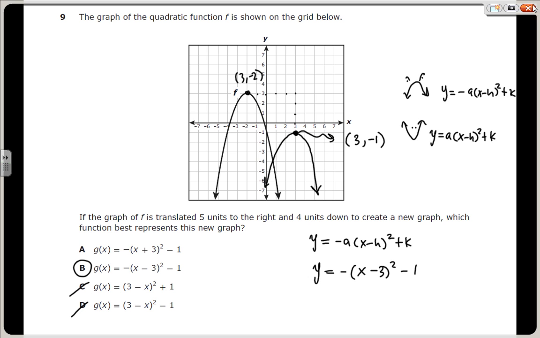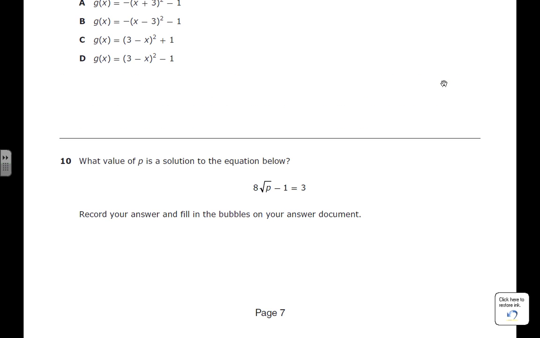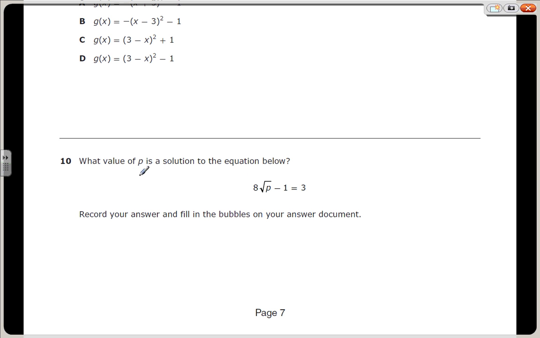Alright, let's move on to the next example. Question 10. What value of p is a solution to the equation below? So if I wanted to solve this, 8 root p minus 1 equals 3. To do this, all I have to do is get p by itself.